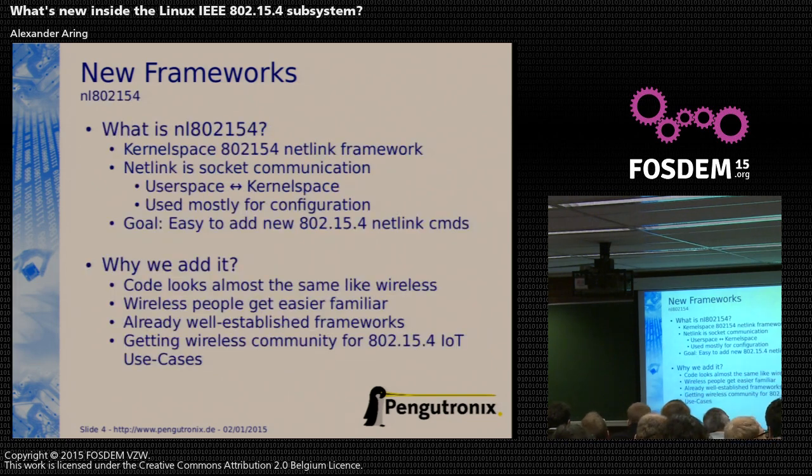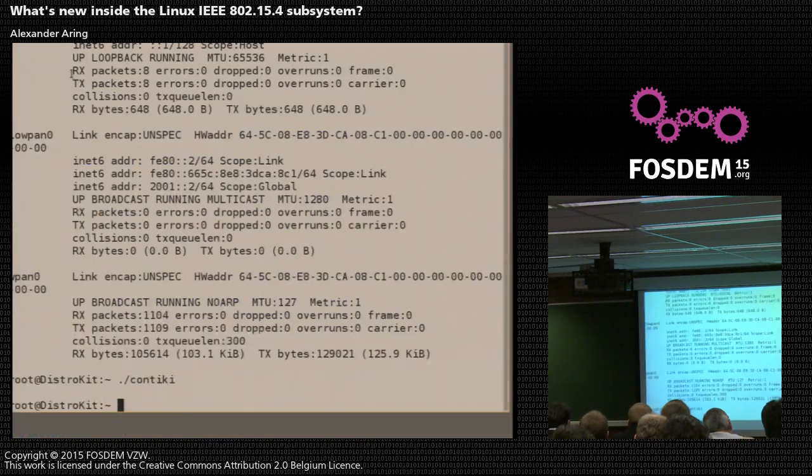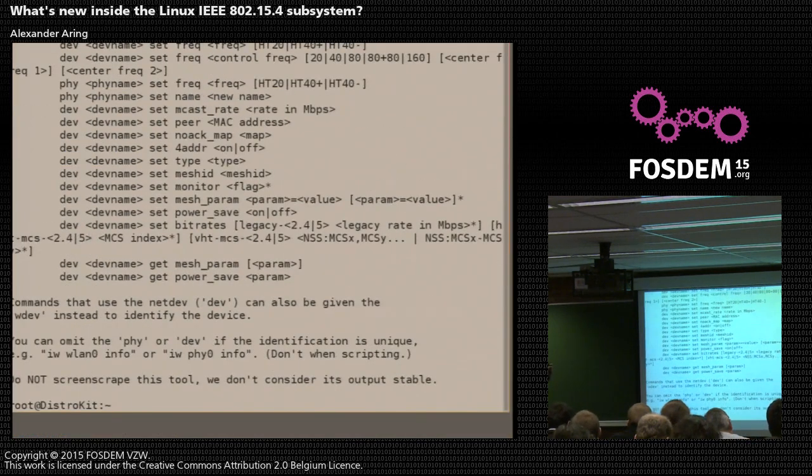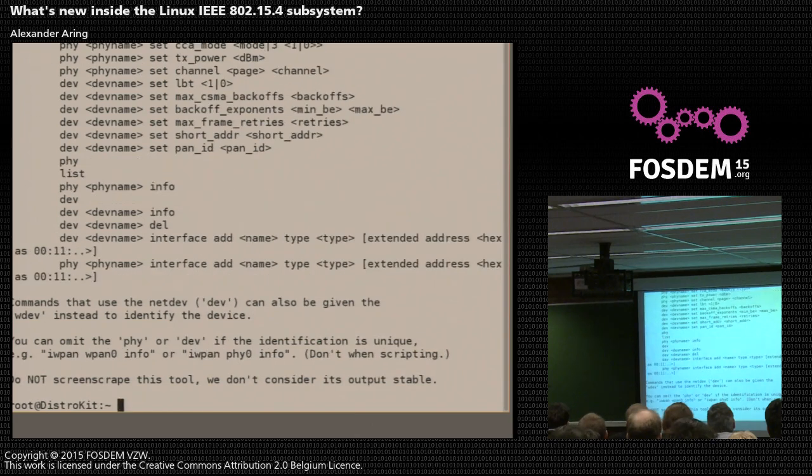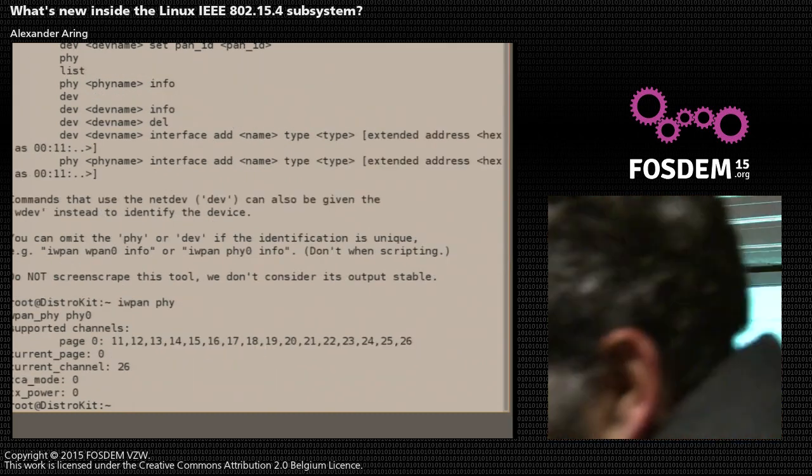I will show you just the iw command. So I type iw, that's the normal wireless command. You can see set frequency, name, and so on. And if we now type iw pan, it looks very much the same. It's just with 802.15.4 functionality. So it's very easy to add new commands to it, but we don't have many.